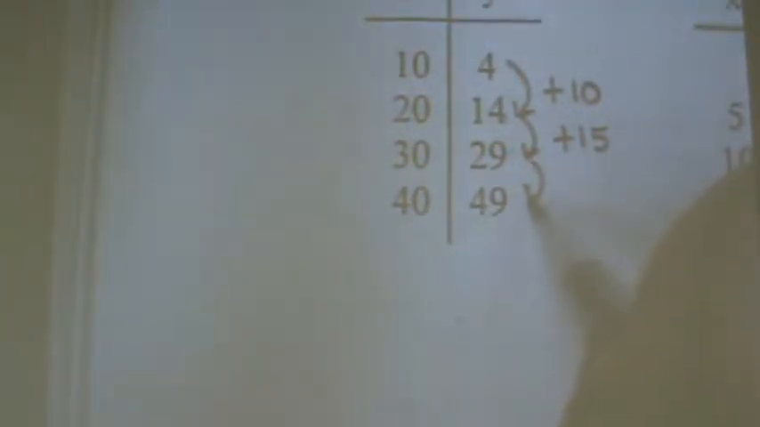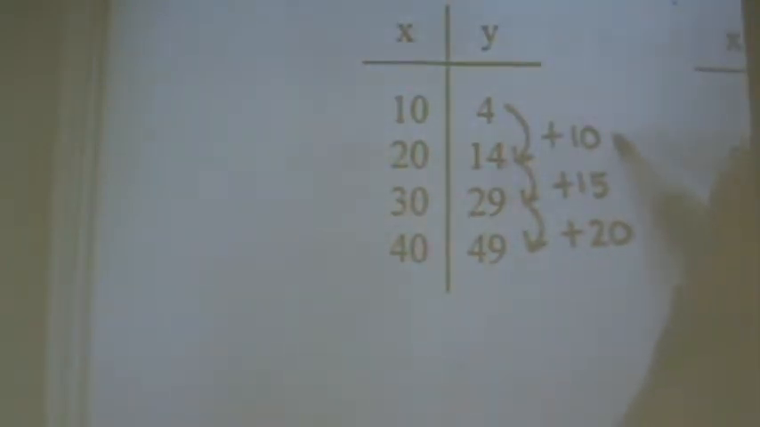15. So to go from 14 to 29, what you did was add 15. How about 29 to 49? What did you do? 20. You're adding 20. Now, if these numbers were the same, we would say this is a linear function, but it's not. So we're going to see if we have a second set of differences.